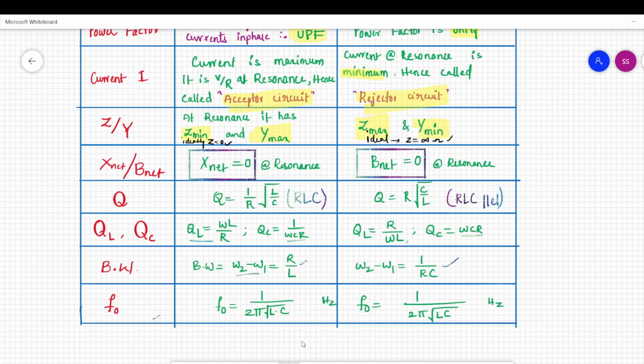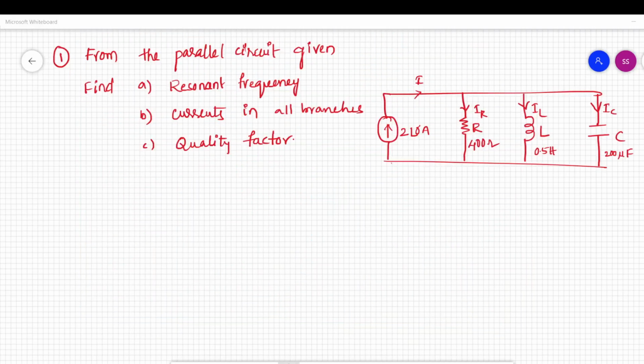Okay, now let us do some problems. Now let us solve this. Here we have a circuit, a parallel circuit consisting of RLC. So we need to find resonant frequency, currents in all the branches, and quality factor of the circuit. So let us write down the given data first.